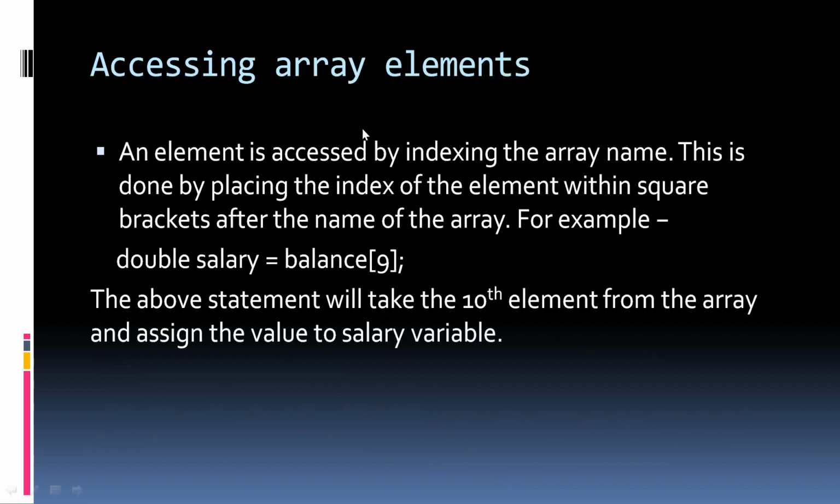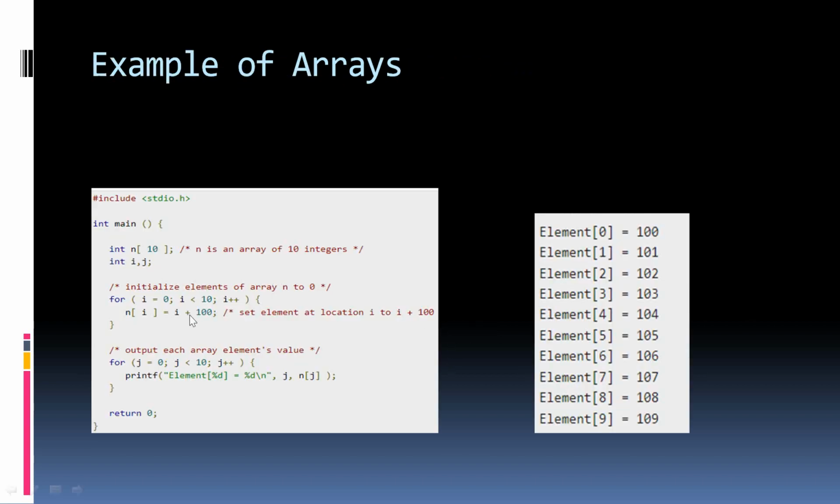Next, accessing array elements. An element is accessed by indexing the array name. This is done by placing the index of the element within the square brackets after the name of the array. The above statement will take the 10th element from the array and assign the value to the salary variable. This is an example of array.